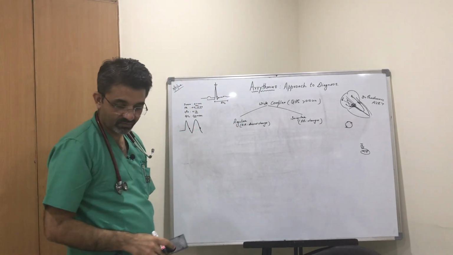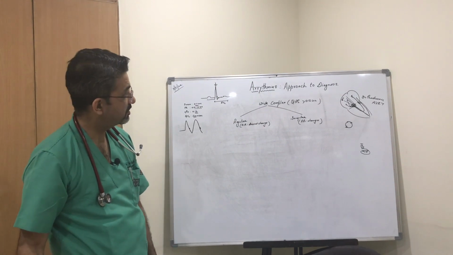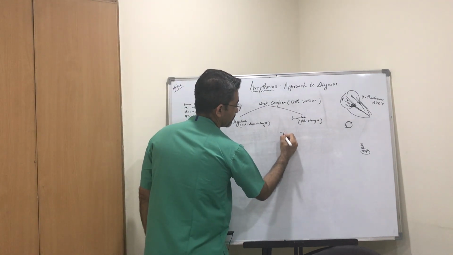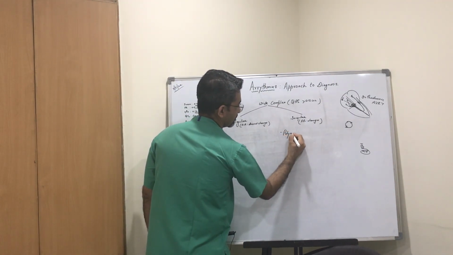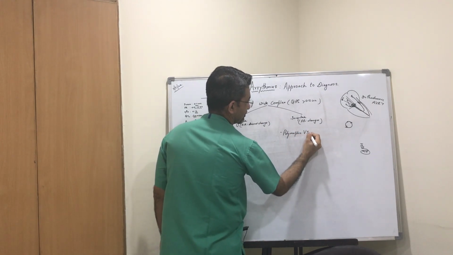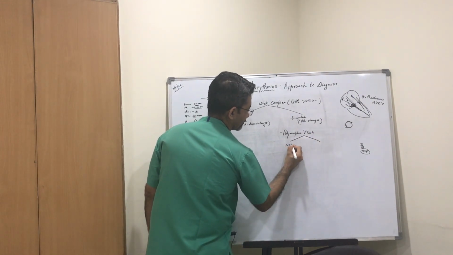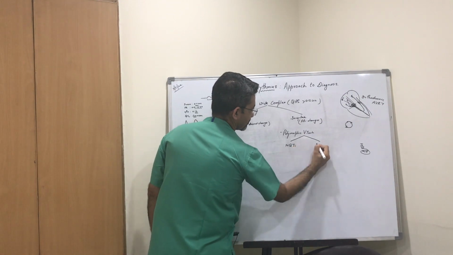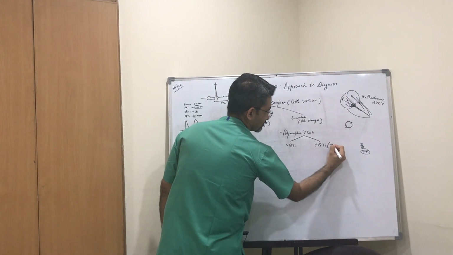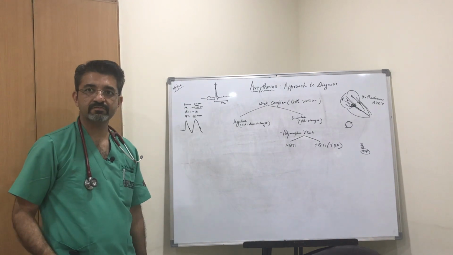Now we come to wide complex tachycardia, where the rhythm is irregular. So the first tachycardia is polymorphic VTach. It is of two types, with normal QT interval and with prolonged QT interval, which is known as torsades de pointes, right?